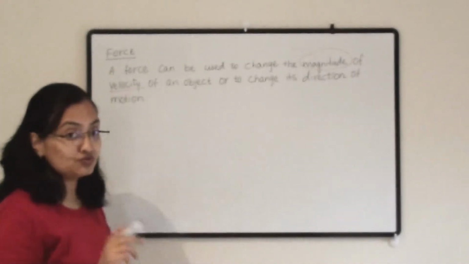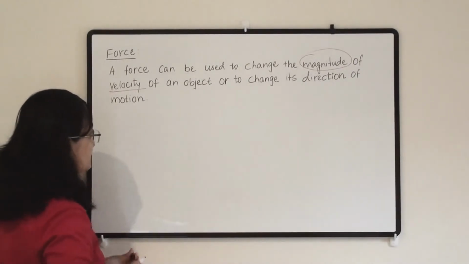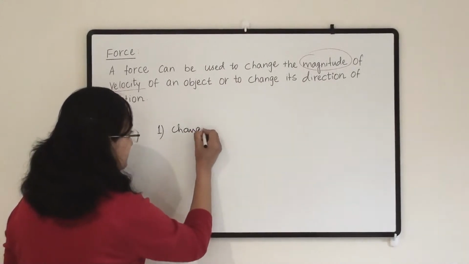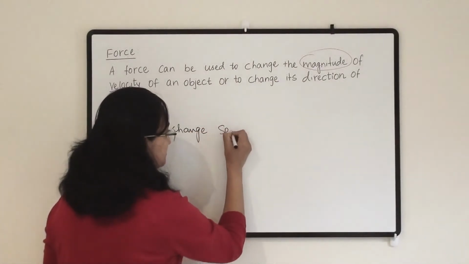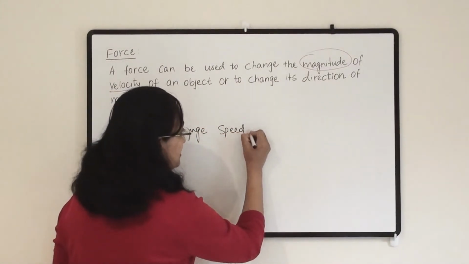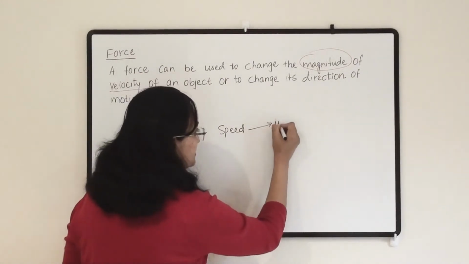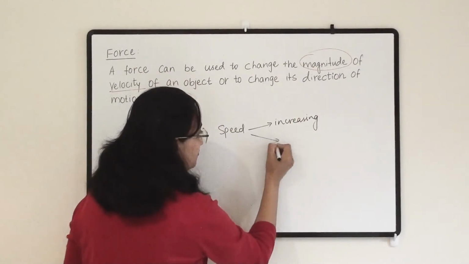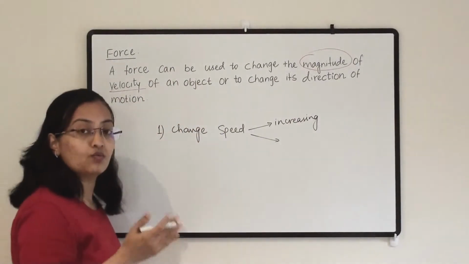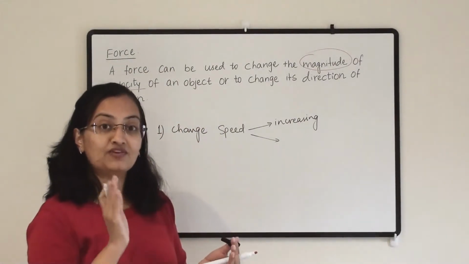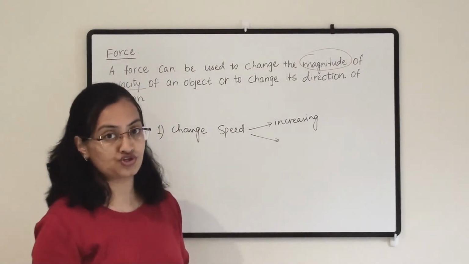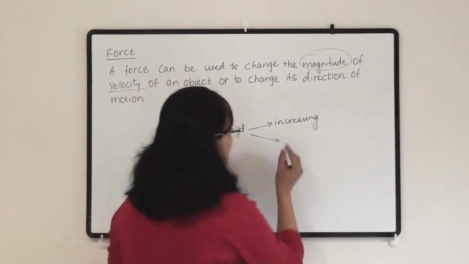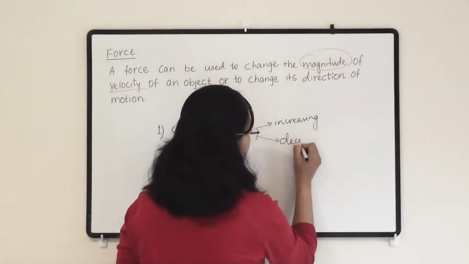So where are we using force? In the first case, we are using force to change speed. Either we are increasing it, or we are applying brake. Brake, what is a brake? When we are applying brake, we are applying force against motion. So that is also by application of the force. So we are decreasing the speed.